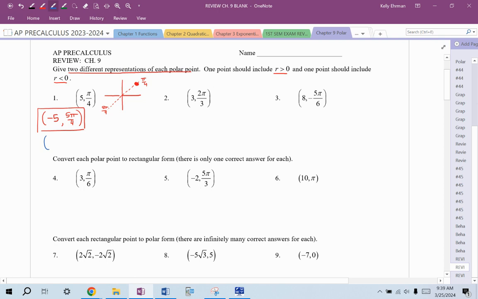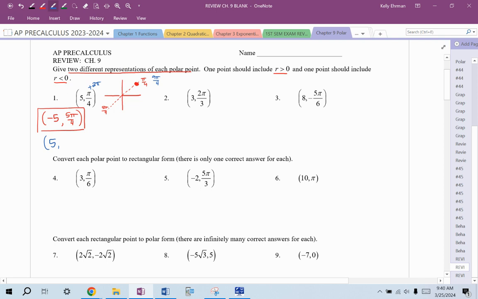And then if I want another value with a positive r, you just need to come up with another way to face pi over 4. So the most two common ways would be you could just add 2 pi to pi over 4. So some of you would say, like you did this on your quiz, some of you said coterminal to pi over 4 is 9 pi over 4. So you could use 9 pi over 4. That's a full circle plus an extra pi over 4.